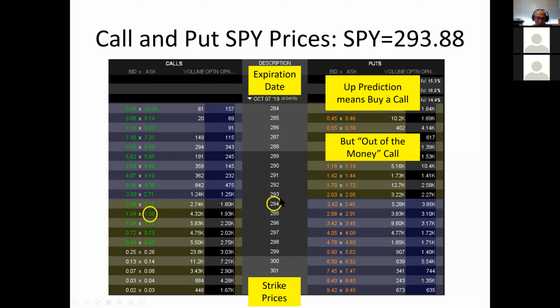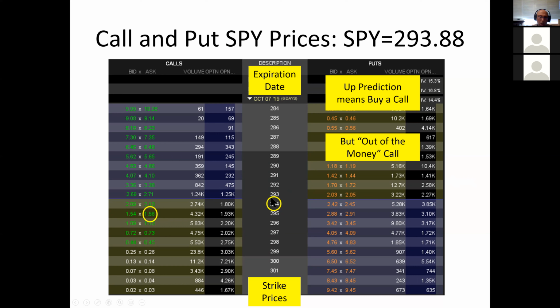Now, what have I circled here? The 294 is close to this 293. Up here, I'm just reminding you an up prediction means to buy a call. But what we're always suggesting is you buy the nearest out of the money call, but other people might want to do something a little different. But notice what happens if I were to do this. The current price is like 294. Let's say I want to go up.